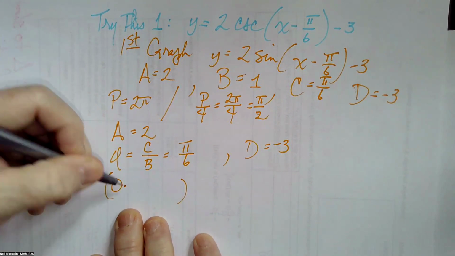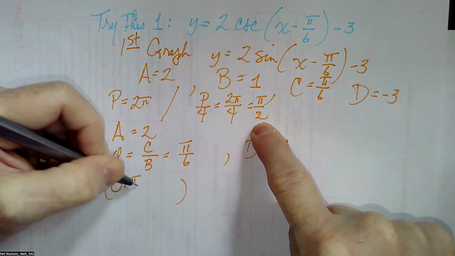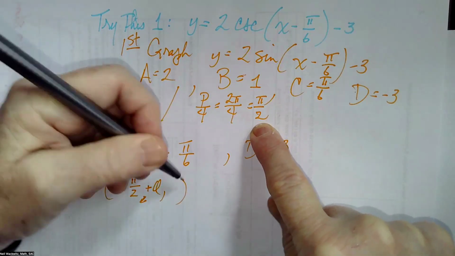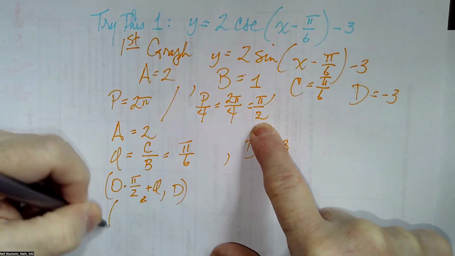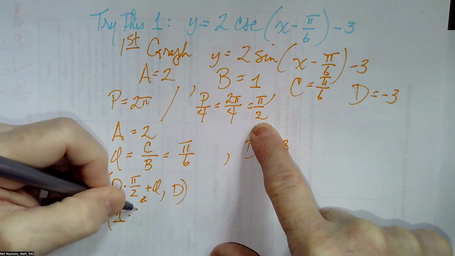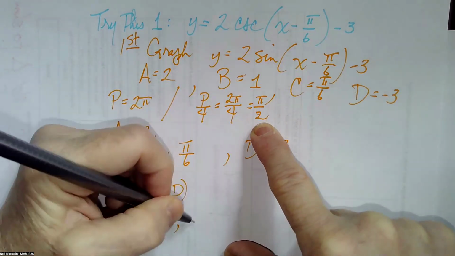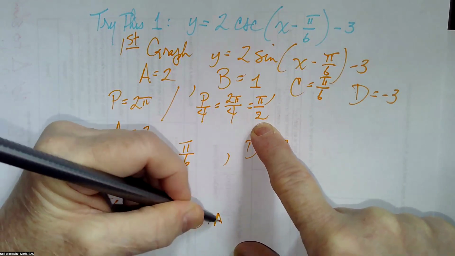So we have 0 times pi over 2 plus V, comma, D. 1 times pi over 2 plus V, comma, D plus A.